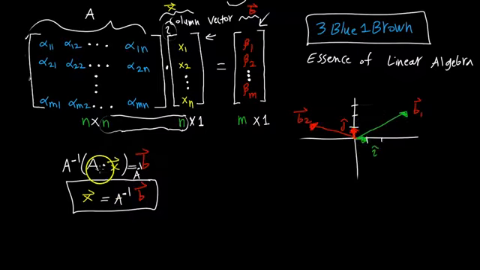So A transforms x and moves it into B, and A inverse looks at B and applies an inverse transformation on B to take you back to x, to take you back to the original coordinates, and that helps you find what x is, what the variables are.